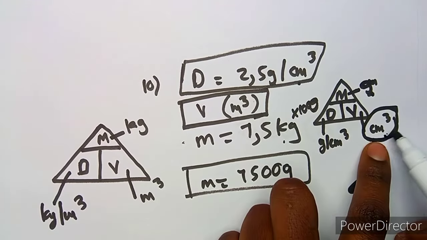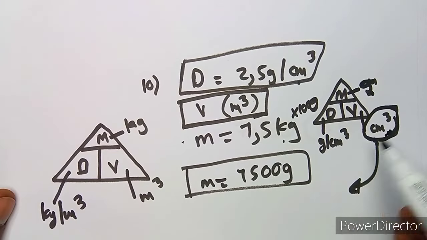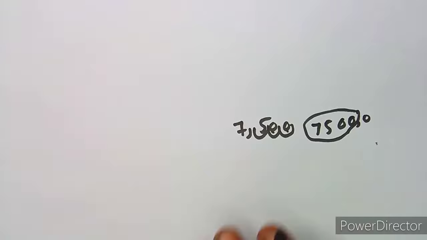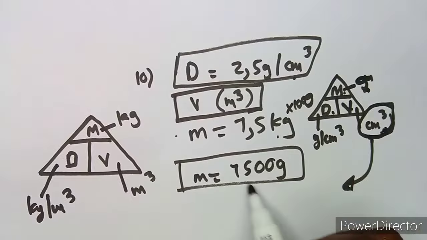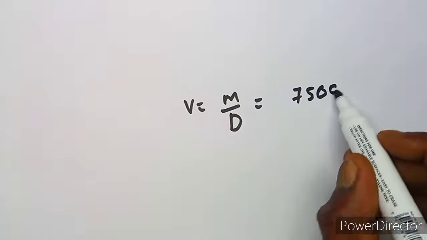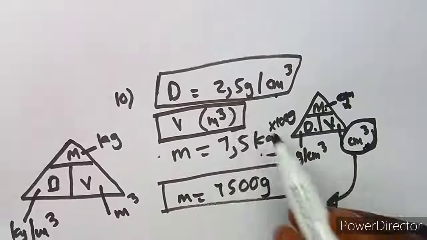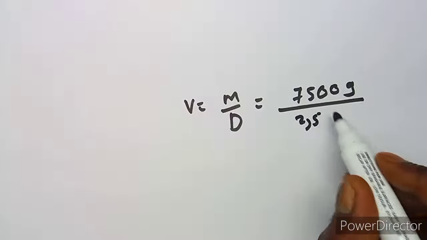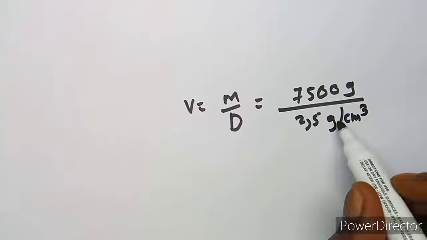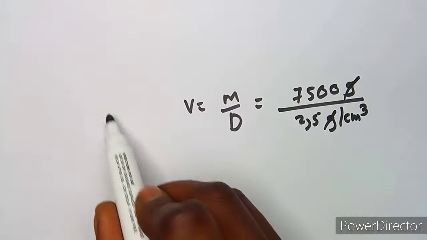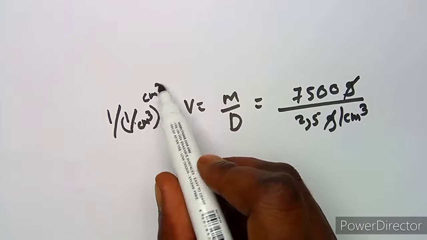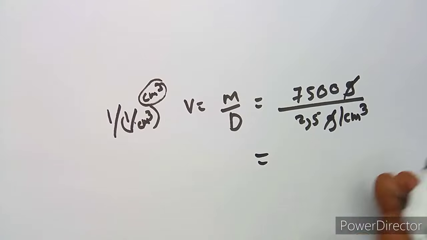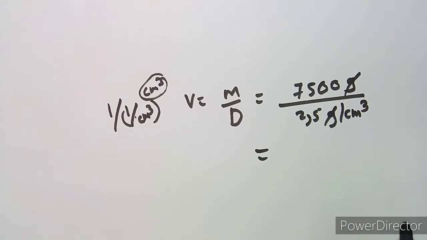All right, so we are going to find our volume in cubic centimeters, and we said volume is mass over density. So if volume is equivalent to mass over density, then we've got a mass of 7500 grams over the density, in this case 2.5 grams per cubic centimeter. So gram and gram will cancel, and we are going to be left with 1 over cubic centimeter, which means our answer will be in cubic centimeters. So this is going to give us 7500 over 2.5.